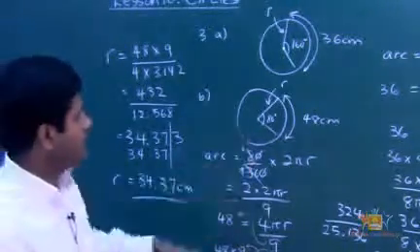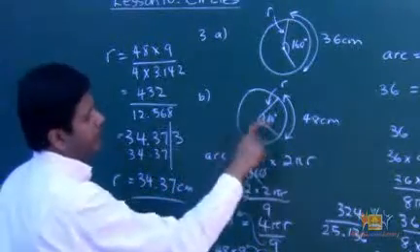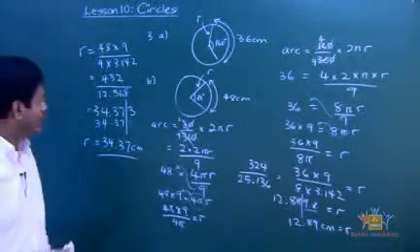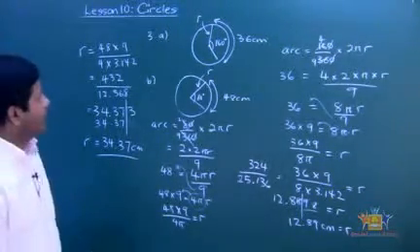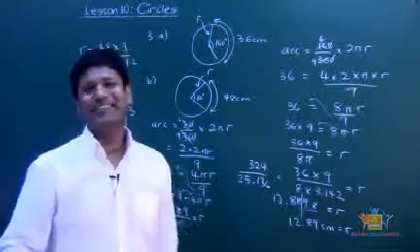So the radius is 34.37 centimeters, okay, for an angle of 80 degrees. See that? Pretty easy, isn't it? Straightforward. Okay, good. All right, let's do problem number 4. All right, give me a few seconds, I'll be back.